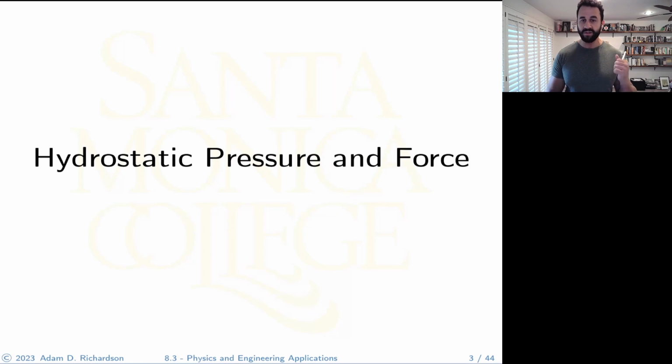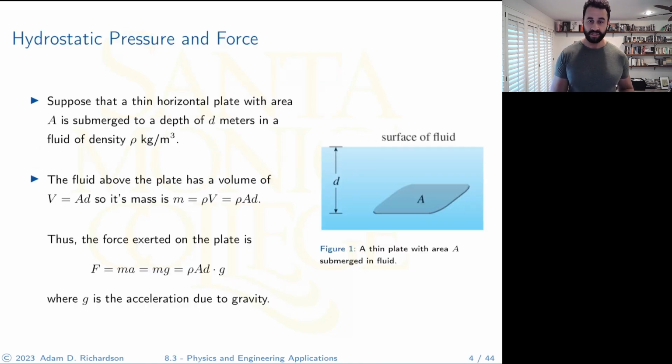All right, so starting with hydrostatic pressure and force, we're going to develop the basic theory, and then we're going to get a formula for how to compute these things. So let's get started. Here's the setup. We're going to suppose that there is a thin horizontal plate with area A, and that it's submerged in some fluid to a depth of d meters. So imagine you've got literally like a metal plate or some thin plate in some water that's submerged to a depth of d meters.